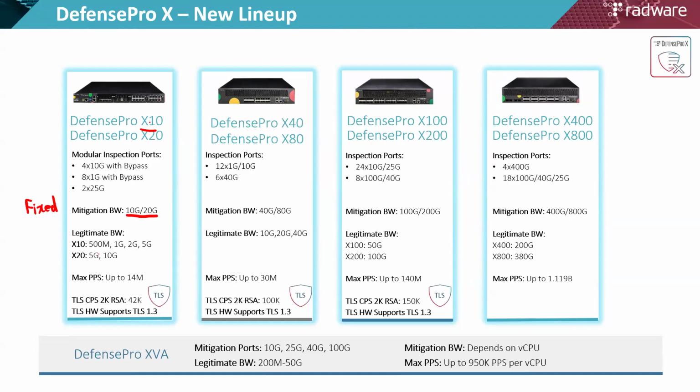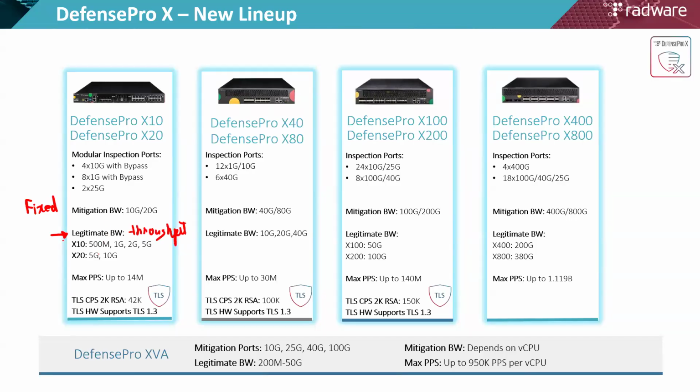So if you are purchasing Defense Pro X10, then the mitigation bandwidth would be 10 gigabits. If it is 20, it would be 20 gig. For 40, 40, and for 80, 80, and so on, as you can see. So this mitigation bandwidth would be fixed. Then we have legitimate bandwidth. This is your actual throughput.